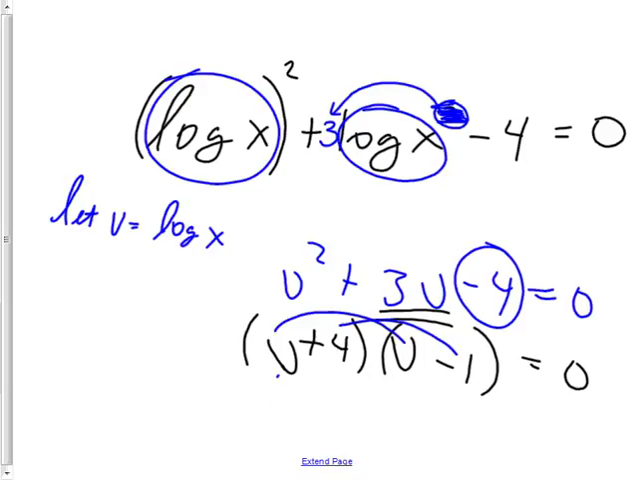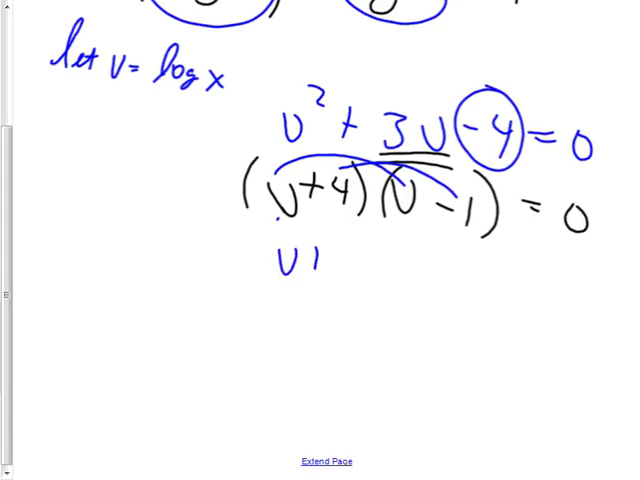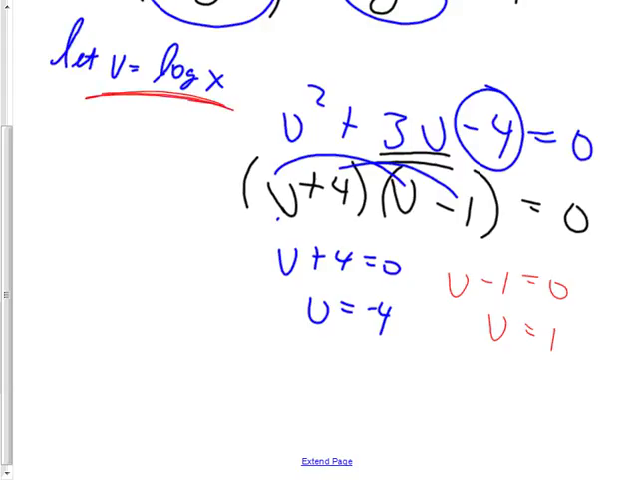There's two things. u plus 4 equals 0, so u equals -4. And then the other answer, I'll do in red here, u minus 1 equals 0, u equals 1. Okay, am I done? No. Because we made this problem easier up here by taking out the log x and putting in a u, we now have to do the reverse and put the log x back in.